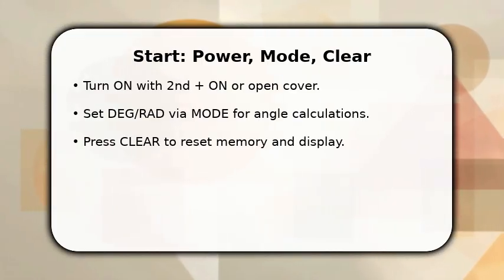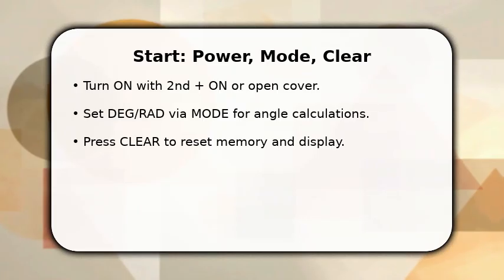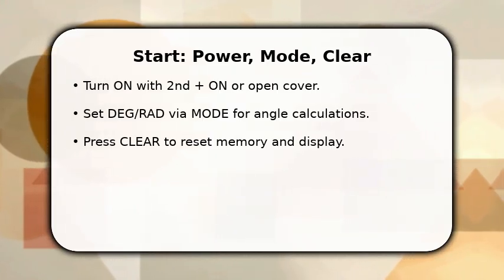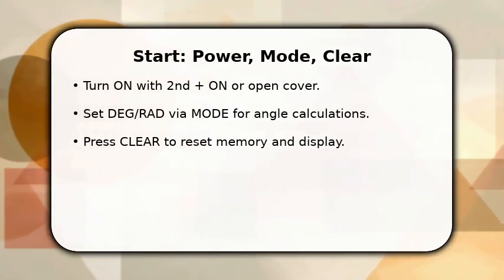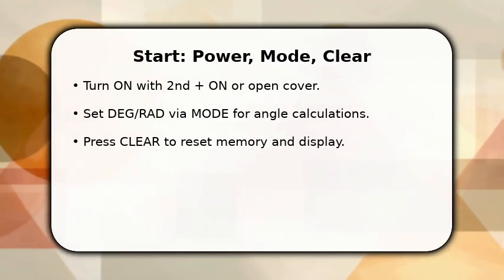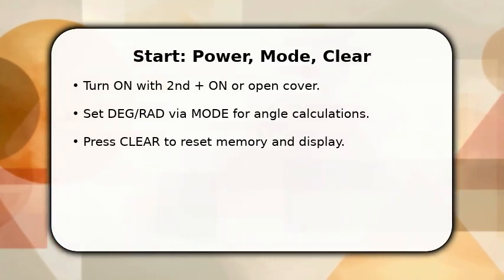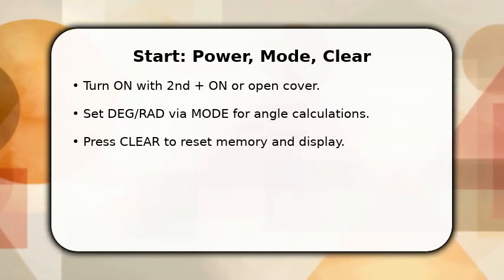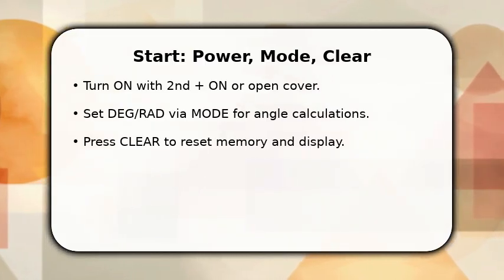You begin now, power on the TI-30XS MultiView, and clear any previous work so inputs behave predictably. Once the home screen is empty, choose DEG or RAD in mode, depending on whether you need degrees or radians for trig. Make sure the display shows the expected angle unit, otherwise sine and cosine will be wrong.